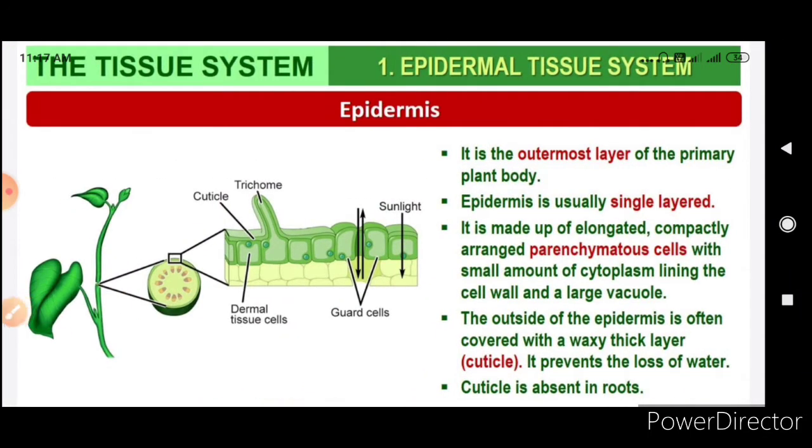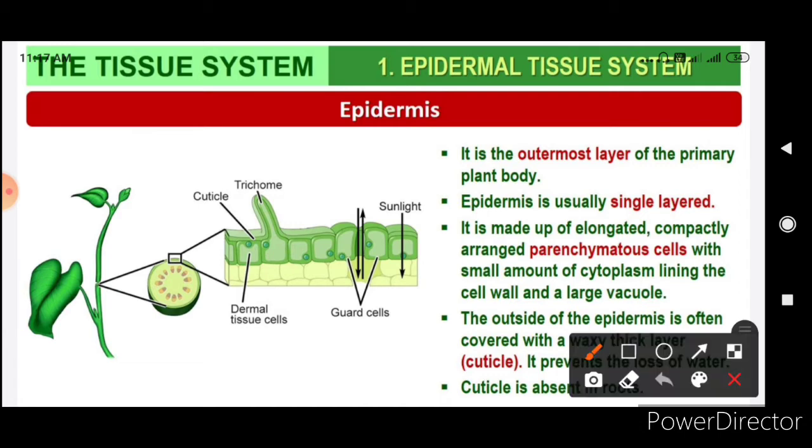Now what do you understand by epidermis? Epidermis is nothing but the outermost layer of the primary plant body. It is usually single layered. It is made up of elongated, compactly arranged parenchymatous cells with a small amount of cytoplasm lining the cell wall and a large vacuole.